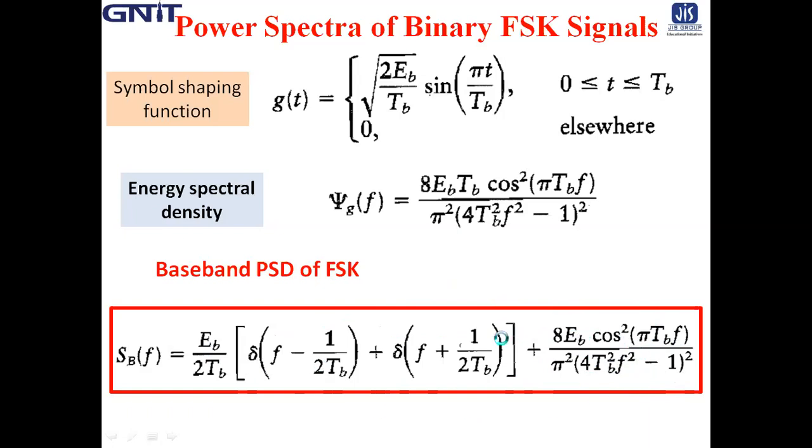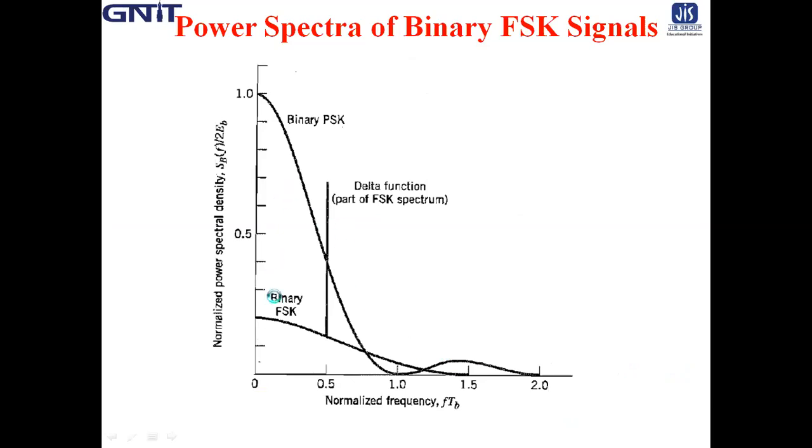Now draw the waveform and compare it with BPSK. See the waveform. So naturally there is an impulse present, which is 1 by 4. This is the FSK waveform, and here is an impulse, a delta function. Actually, this is a normalized PSD, S_B(f) by 2 TB, and compare it with the binary PSK system.